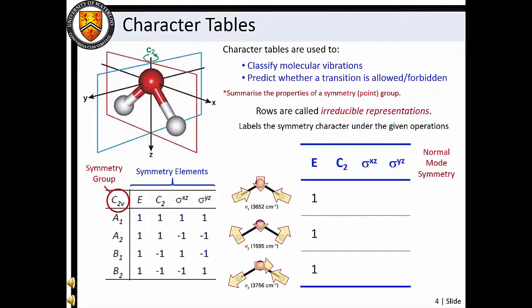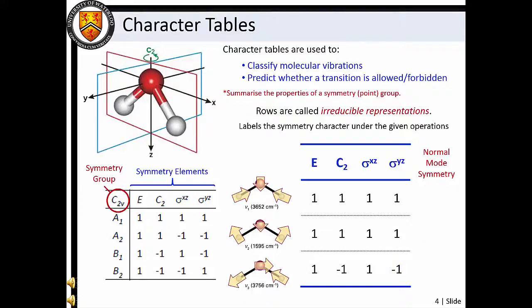A C2 operation, or rotation by 180 degrees, leaves the displacement vectors apparently unchanged for the symmetric stretching and bending modes, but reverses the displacement vectors for the asymmetric stretch. Reflection in the xz plane leaves all displacement vectors unchanged, whereas reflection in the yz plane leaves the symmetric modes unchanged but reverses the displacement vectors for the asymmetric mode.